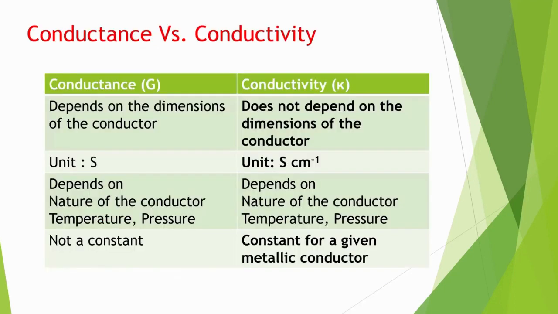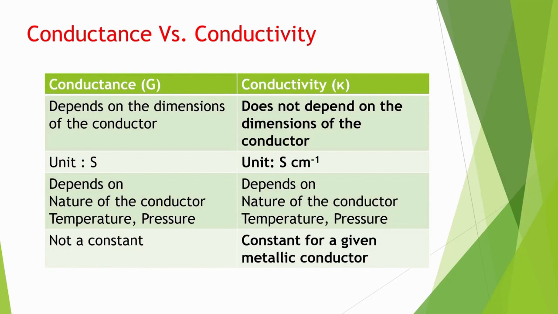What is the difference between conductance and conductivity? Conductance depends on the dimensions of the conductor. Just now we saw that G will increase if you increase the area of the material. It will decrease if you increase the length of the material. Whereas conductivity, kappa, is the proportionality constant. So it will not depend on the dimensions of the conductor.